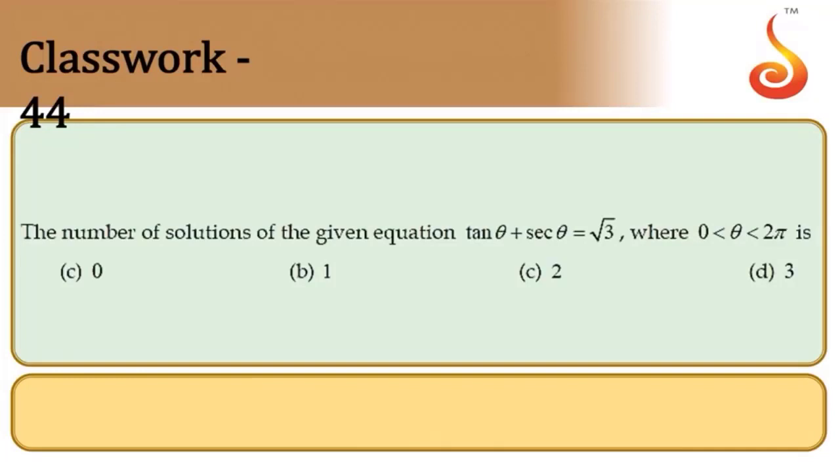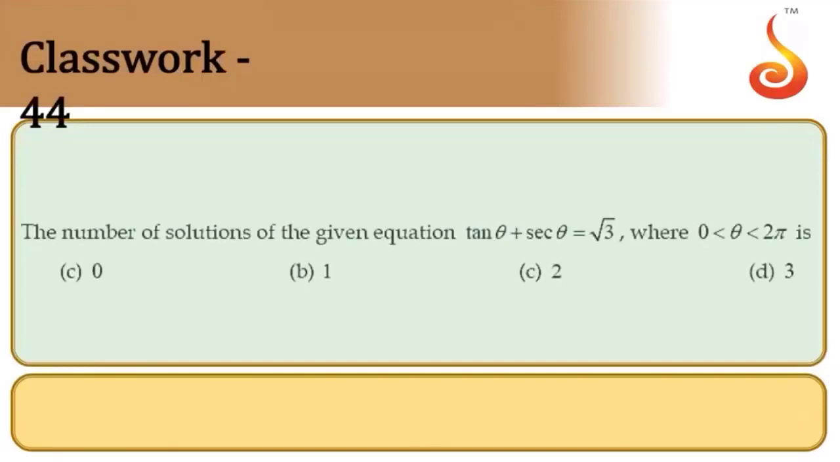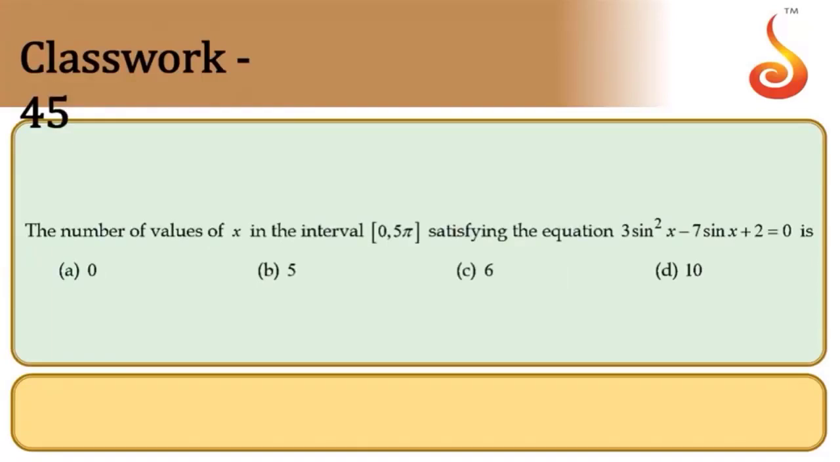Next one. If I take up the number of solutions of the given equations, we know secant theta minus tan theta will be the reciprocal of secant theta plus tan theta, 1 by root 3. Secant theta plus tan theta equals root 3. So from here, clearly you can see that tan theta equals 1 by root 3, which is a positive value, which gives us two solutions: theta belongs to quadrant 1 and quadrant 3. So two solutions for the problem would exist.